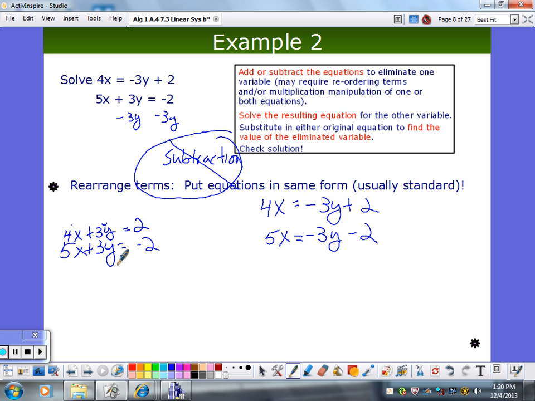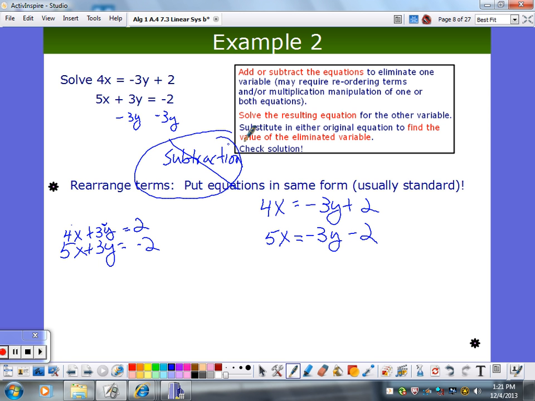But how do I make this 3y be a negative? How can I make the 3y be negative 3y? Well, if I'm just moving things to the other side, I'll have this. Add negative 3y to both sides. Yeah, well, but what's going to happen? I'm back with this. So you're on the right track.